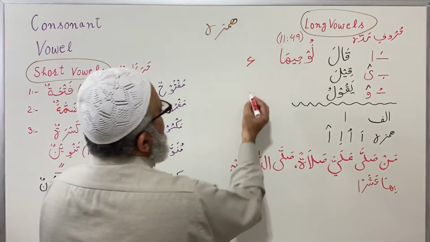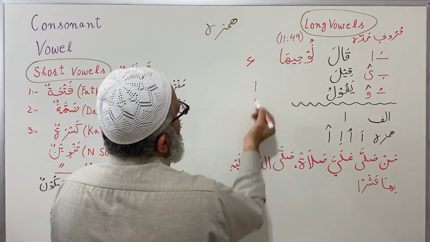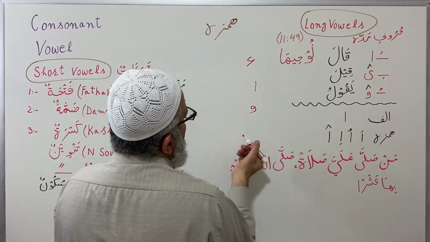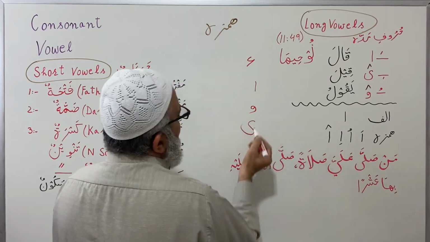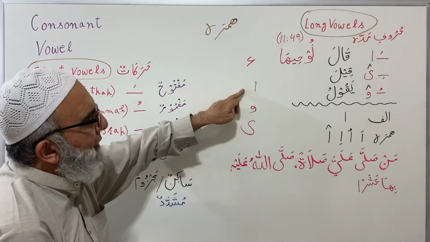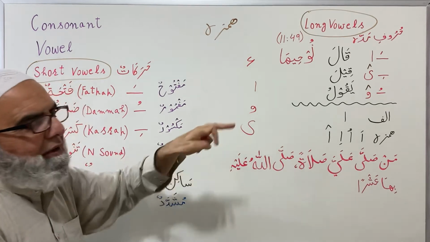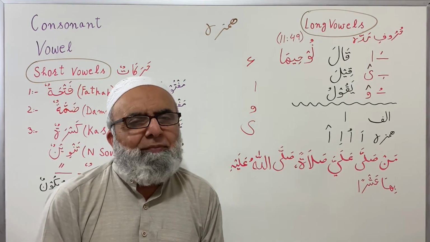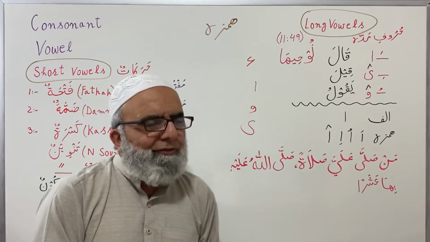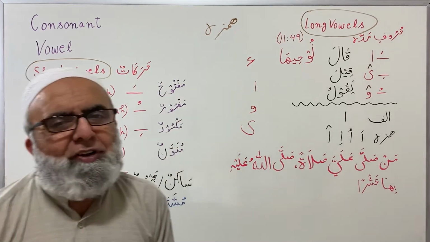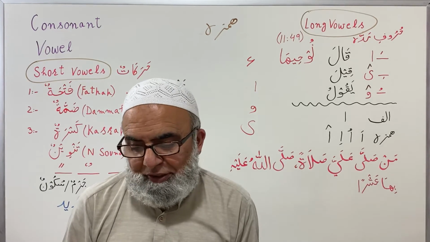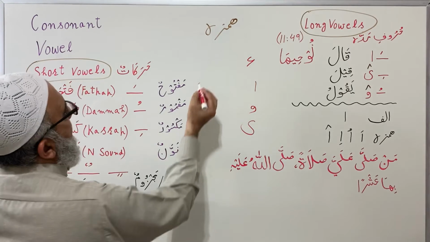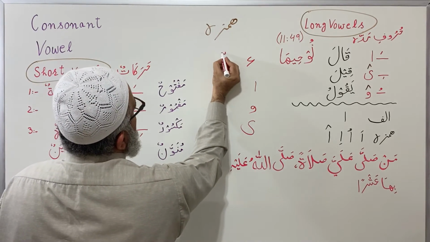Hamza can fit either over Alif, or over Waw, or on Ya. Alif, Waw and Ya, these are the carriers for the Hamza. In some situations the Hamza comes as independent. For example, a very common word used in the Quran, shay'un.